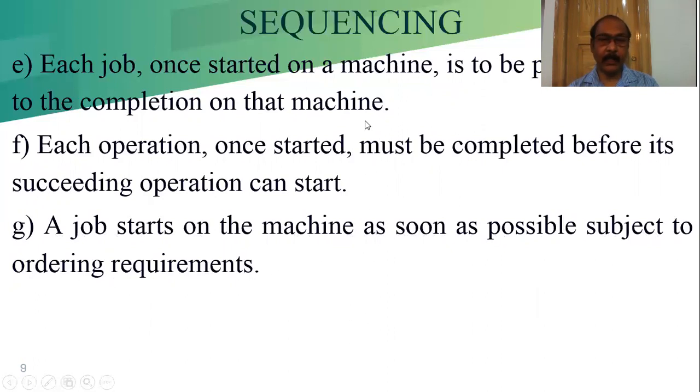According to the arrangement or sequencing of the jobs, it is not necessary that jobs J1, J2, J3 up to Jn be performed in that indexing. We have to arrange, using an algorithm, which to start first and which to start second. That is, a job starts on the machine as soon as possible subject to the ordering requirement. As soon as we arrange the jobs in a sequence, they can start through the machines. That arrangement we do using an algorithm, the job sequencing algorithm.